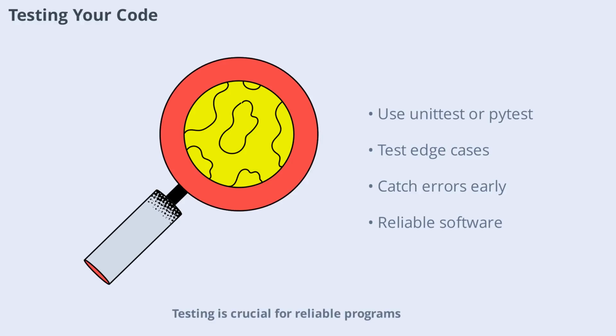Testing is crucial for reliable programs. Python's unittest and PyTest libraries make it easy to write tests for functions that use data structures. By testing edge cases and typical scenarios, you can catch errors early and ensure your code behaves as expected. Good testing practices lead to more robust and maintainable software.